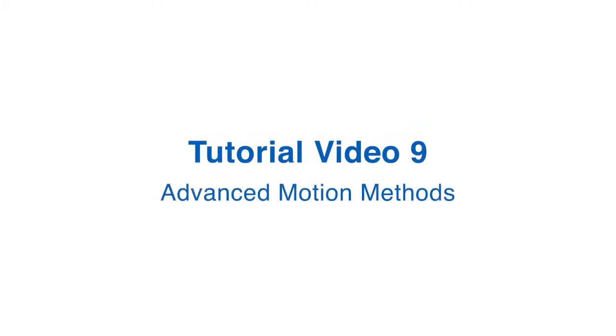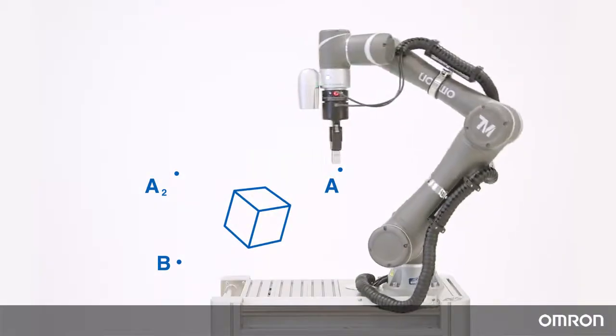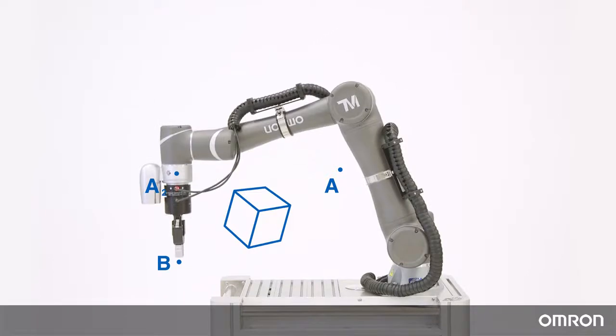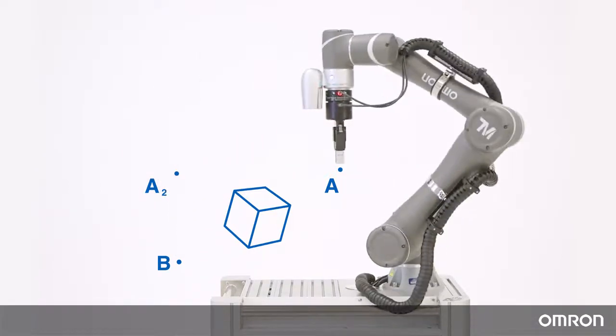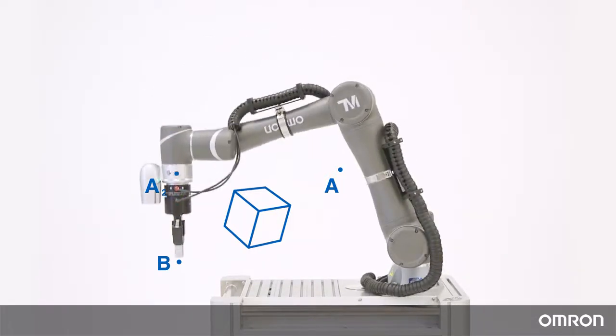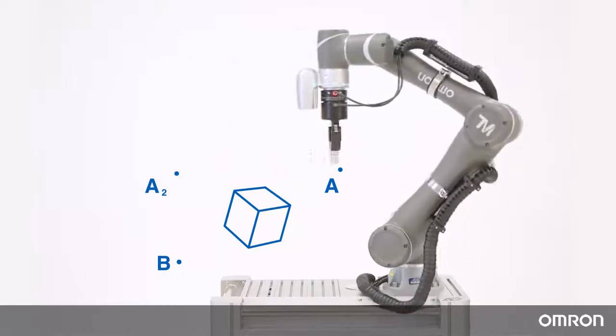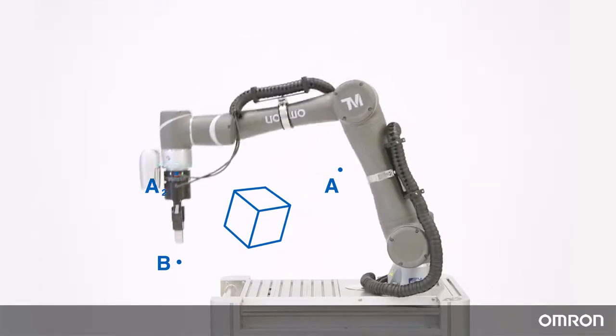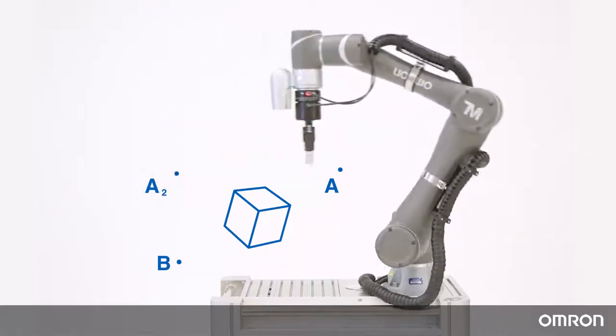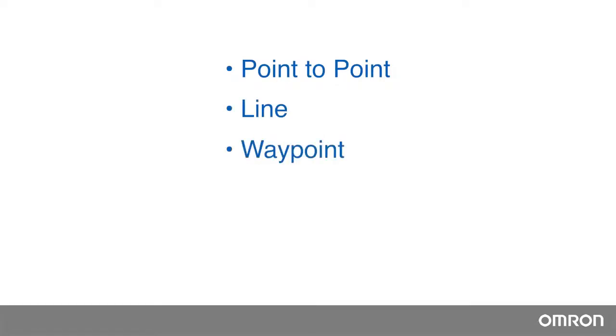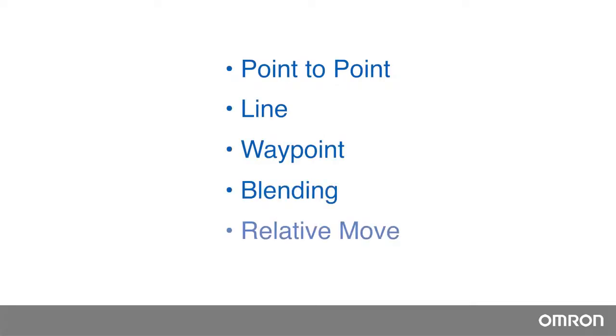Tutorial Video 9, Advanced Motion Methods. Now we will discuss the different types of advanced motions that our cobot is capable of achieving to realize your application. In this video, we will discuss some of the different types of motion that the Omron TM cobot can use to fit in your application. These methods of motion include point-to-point, line, waypoint, blending, relative move, and circle.